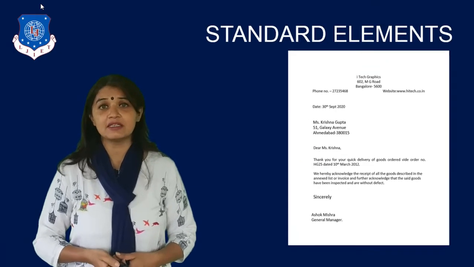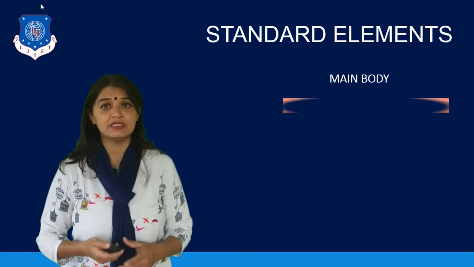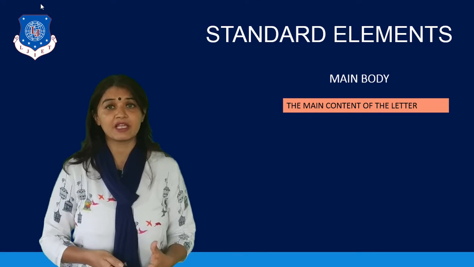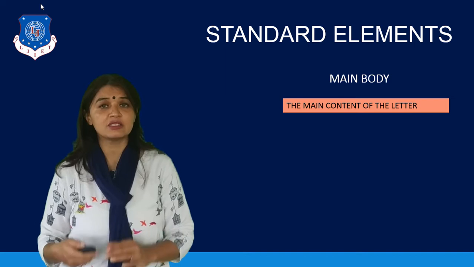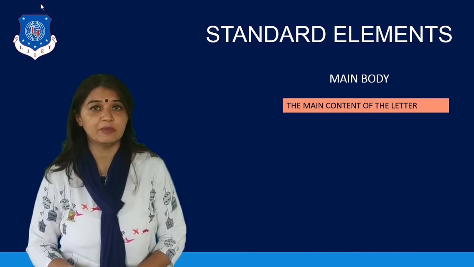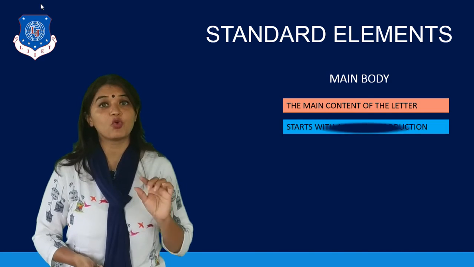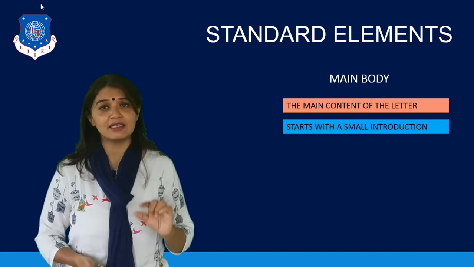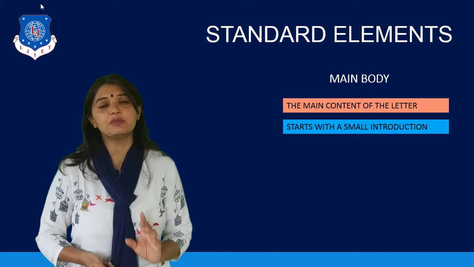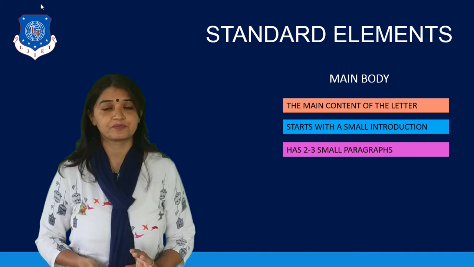Now the next element is the main body. The main body is the main content of your letter. Now you may have written the letter for some purpose, so that is why you are writing all those things which are required to be written in the letter in this particular element. Now the main body starts with a small introduction about what you are going to write, followed by the next small paragraph where you may write the detail. So actually the business letter has 2 to 3 small paragraphs only.